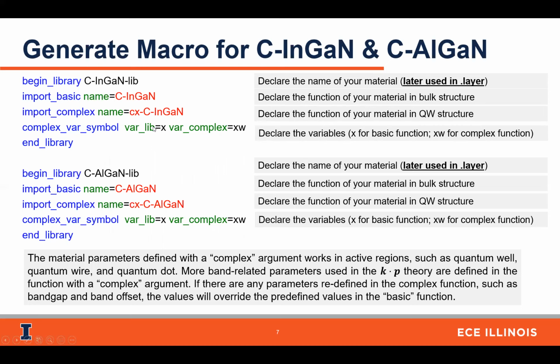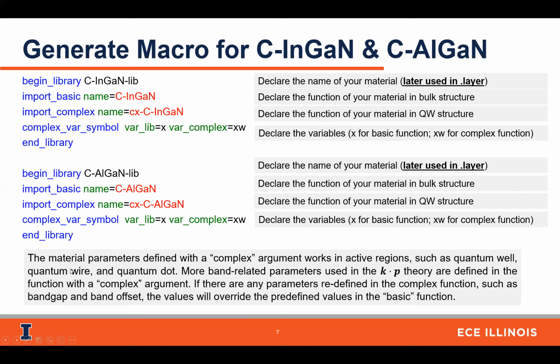Okay, you're going to use these two variables later when you define your material properties. You can check that in the next slide. Then you just need to copy and paste and make another version for aluminum gallium nitride.